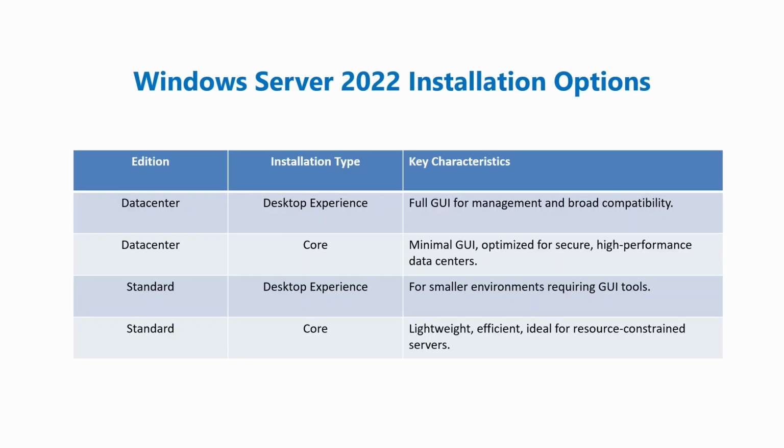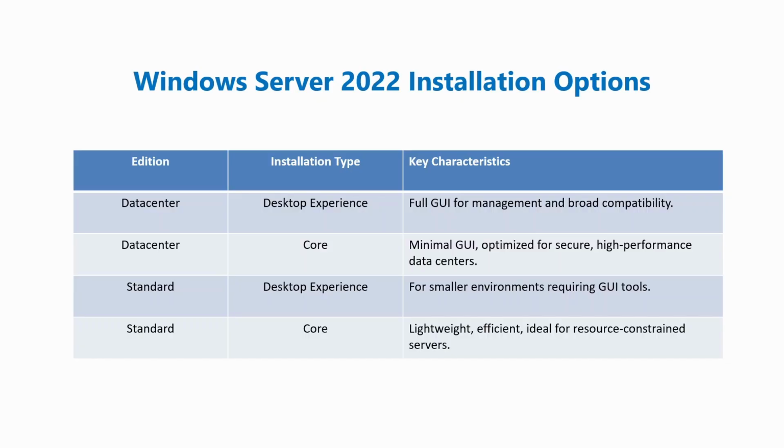There are four main options split into two categories, Standard and Data Center, and each one comes with or without desktop experience. The Standard Edition is great for smaller setups or labs where you don't need a lot of enterprise level features. The Data Center Edition, on the other hand, includes everything from standard plus additional capabilities for large-scale environments.